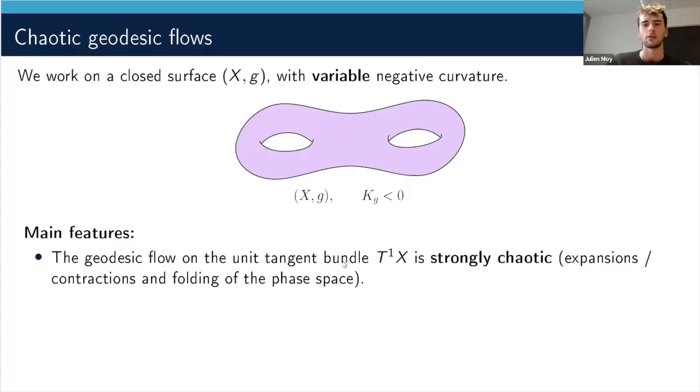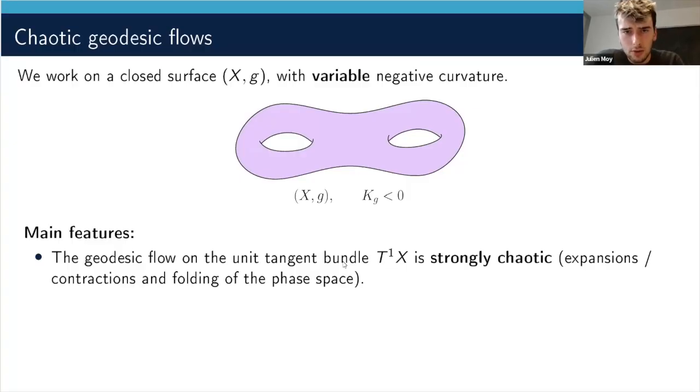And when the manifold is negatively curved, we have strong chaotic properties that can be roughly stated in saying that there are some contractions in phase space, some expansions too, and also folding due to the fact that the manifold is compact.